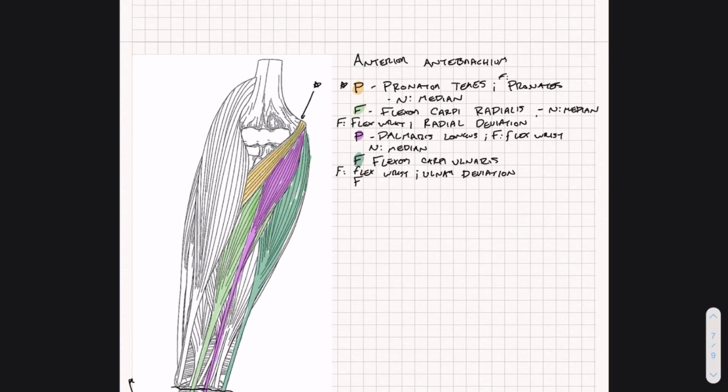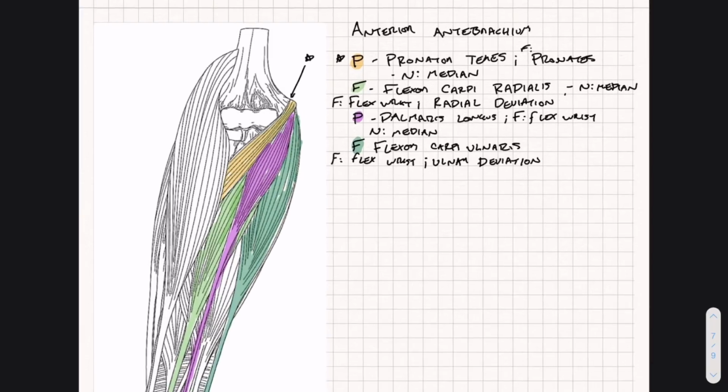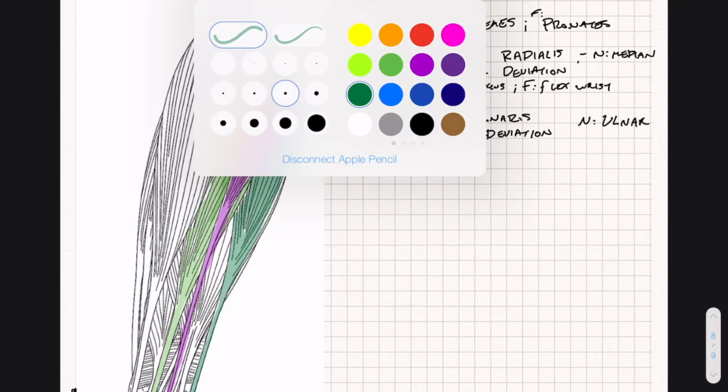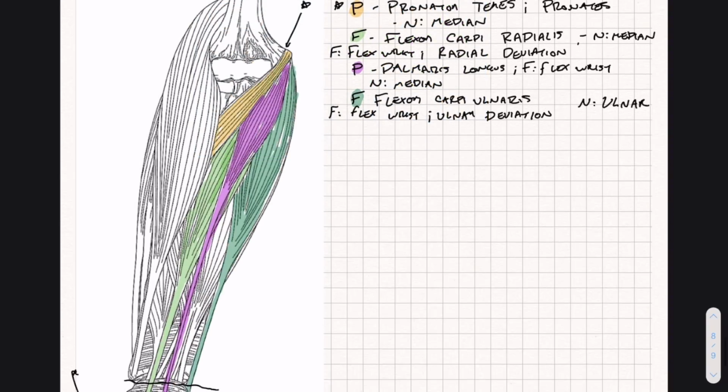Okay, I'm going to move this a little bit. The nerve that innervates this is a different one. This is the ulnar nerve. So just remember, flexor carpi ulnaris is innervated by the ulnar nerve. Next muscle we're going to talk about also starts with an F.